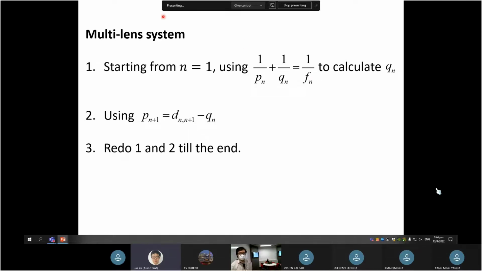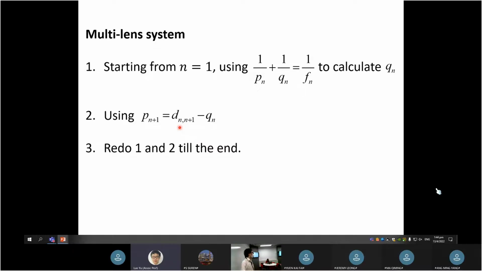Then here comes the most important part. Once P1 is given and Q1 is obtained, we use Q1 to get P2. P2 is the object distance in the second image step. We use Q1 to get P2. So the procedure is P2 equals D, where D is the distance between the first lens and the second lens, minus Q1.